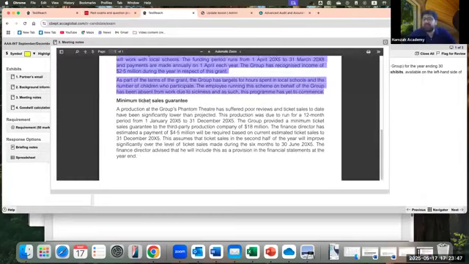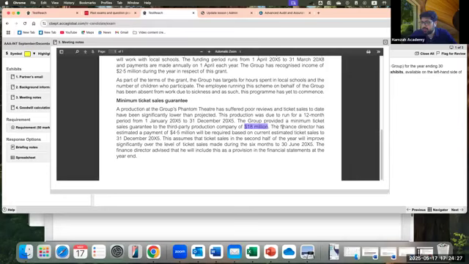Come here. Minimum ticket sale guarantee. A production at the group's Phantom Theatre has suffered poor reviews and ticket sales to date have been significantly lower than projected. This production was due to run for a 12-month period from 1st January to 31st December 2025. The group provided a minimum ticket sale guarantee to the third-party production company for 18 months, $18 million.